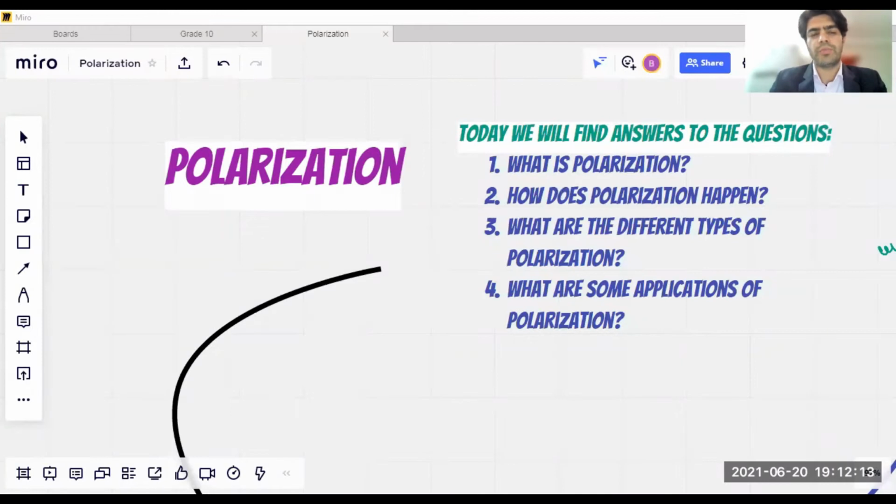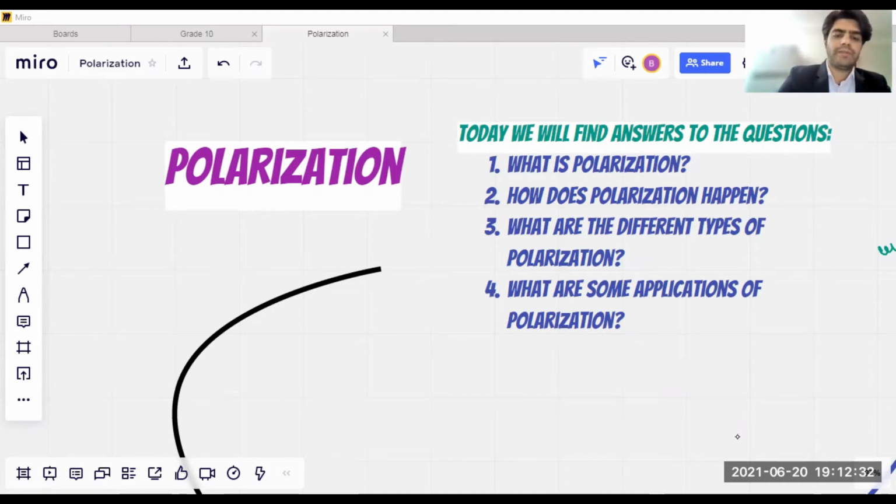Today, our lesson is about polarization. By the end of the topic, we will find the answers to the following questions. What is polarization? Second, how does polarization happen? What are the different types of polarization? And in the end, we are going to discuss some of the applications of polarization.